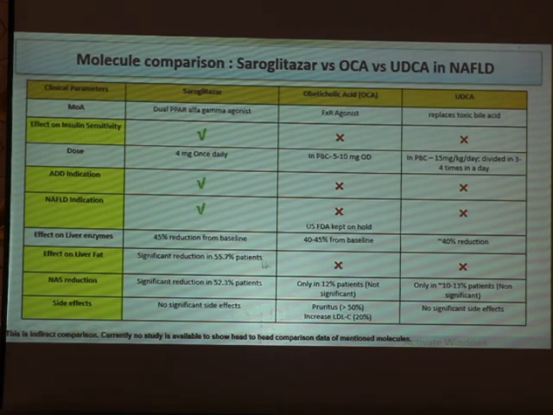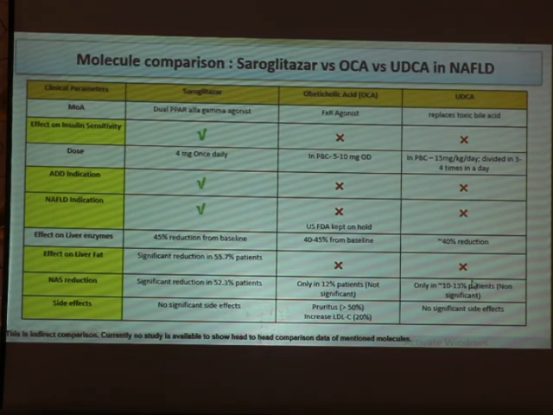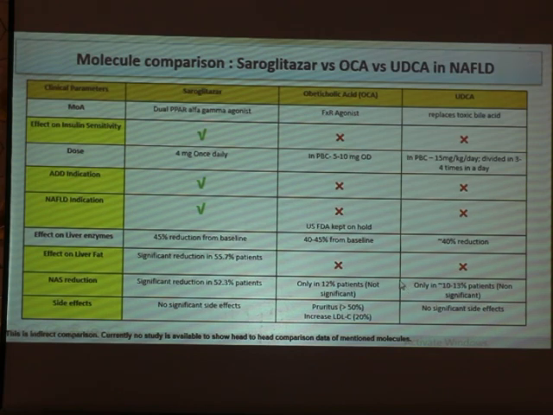We don't see any of that with obeticholic acid or UDCA for that matter, particularly the effect on the liver fat or NAS reduction. With regards to side effects, it's pretty well tolerated. Some GI side effects can be seen at times, but less than 3%, which we see with saroglitazar.